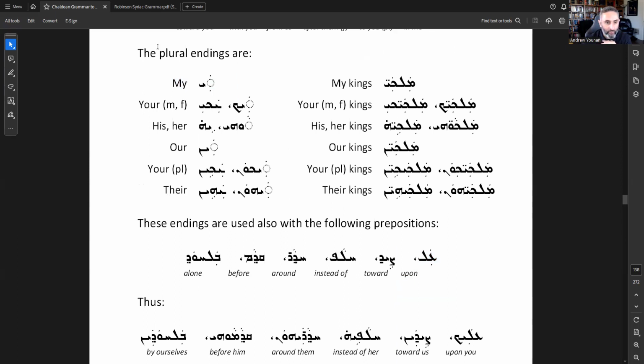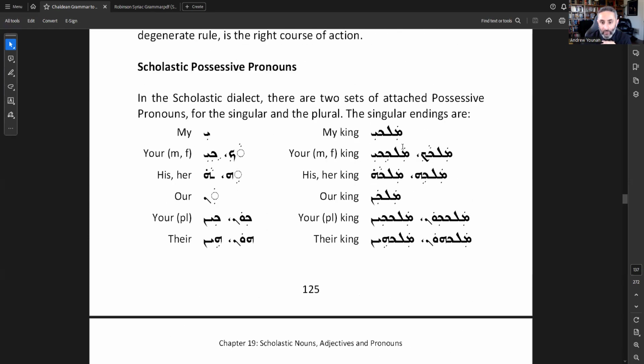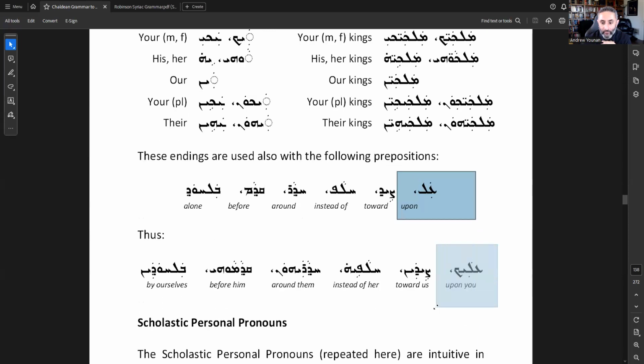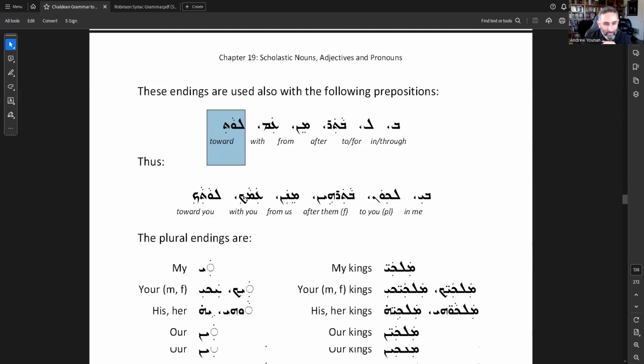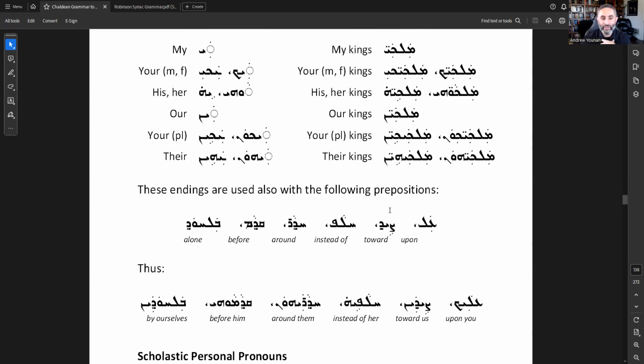So maybe ignore the fact that I call these plural endings. This is just the second set, which happens to be used for plural nouns. So al means upon. You will never say alach. You will always say alaik, upon you. Sayyid is toward. It's a sort of synonym to Nuath, maybe a slightly different meaning, but you never say Sayyidi or Sayyidah. You will always say Sayyidi and Sayyidik.